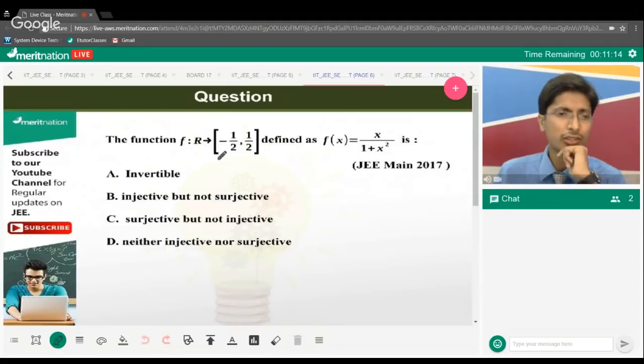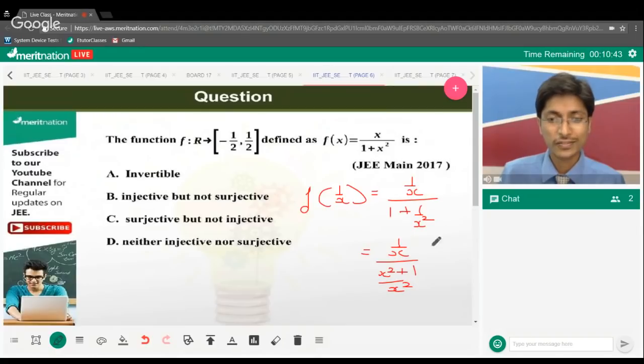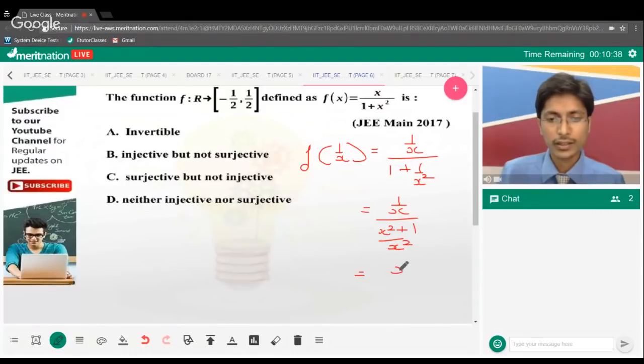So guys, I was thinking something. If I put instead of x as 1 by x, what will I get? Let's see. If I put f of 1 by x, so that will be equal to 1 by x upon 1 plus 1 by x square. If I take the LCM, that will be 1 by x upon x square plus 1 by x square. So that's nothing but the function itself, because x will go up and I'll be having x upon 1 plus x square.